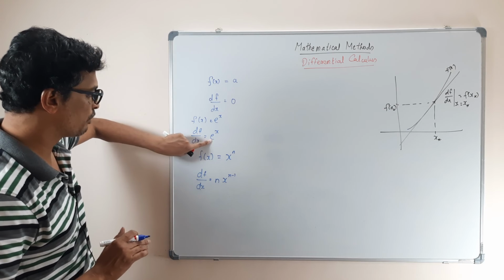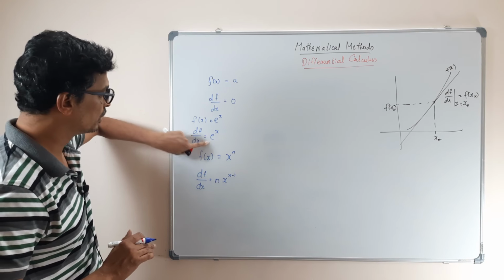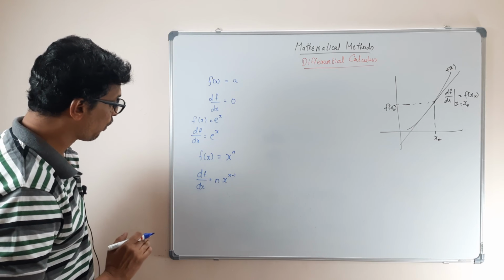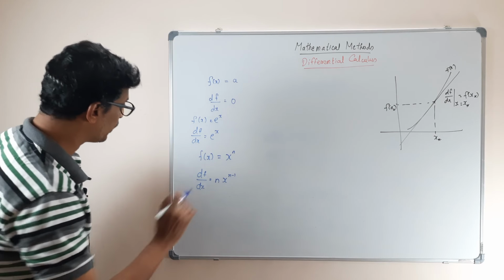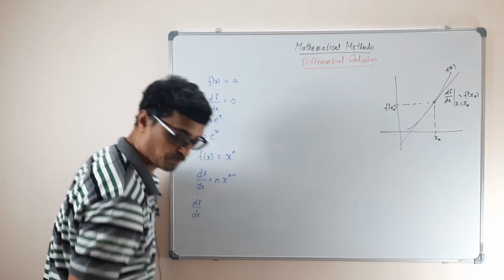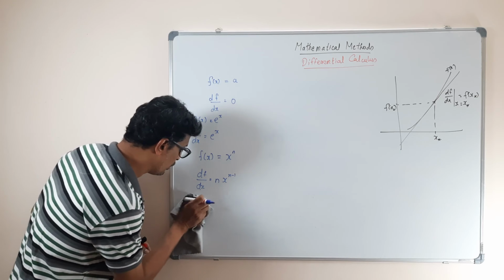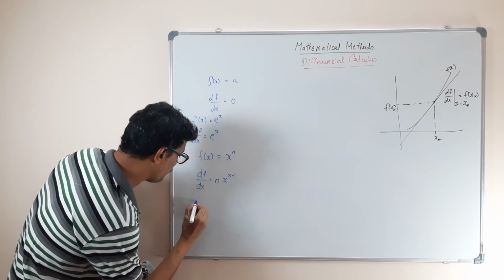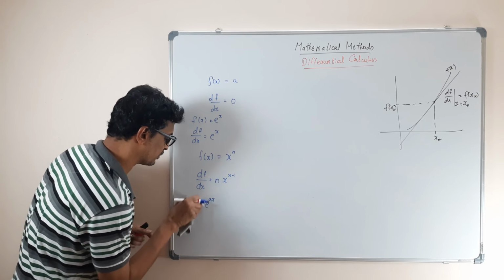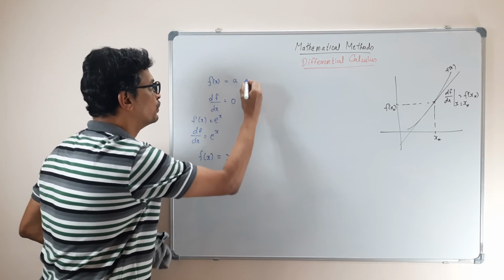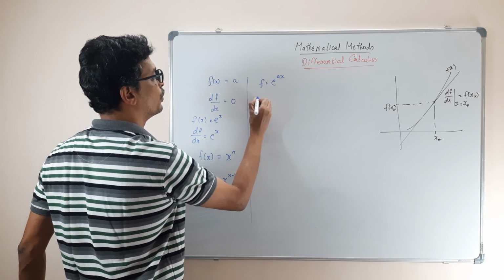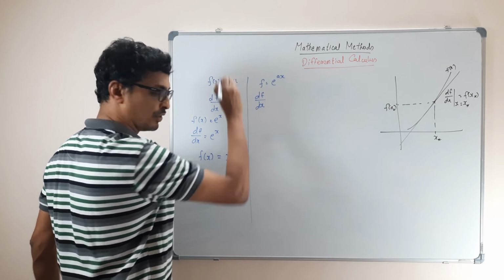So you know for e power x, df by dx is e power x. You can show this is 0. For this you remember it. Okay, and now if you know these two, can you tell me what will be df by dx when f of x is equal to e power ax? So let us try to do that. If you have f equal to e power ax, what is our df by dx?